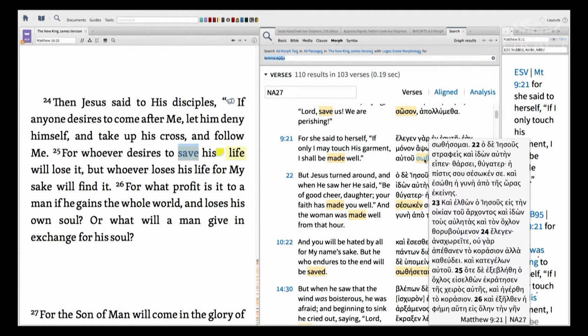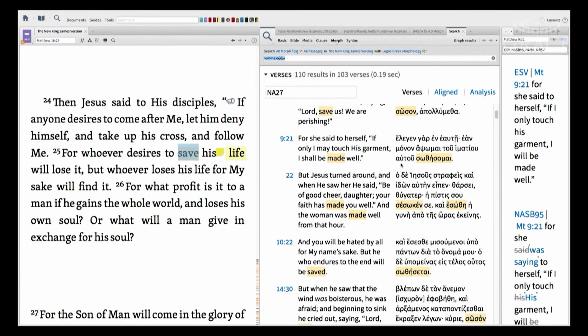And I guess that's a quick dictionary. Well, that's just the rest of the context, but made well is translated that way. Why? Because of context. Three most important rules of real estate. And the context is obviously one of a woman with a physical issue. She comes to Jesus to be healed from her physical ailment. He believes that if she can touch his garment, she'll be healed physically. She does so, and Jesus says, "Your faith has made you well." And the woman was made well from that hour.